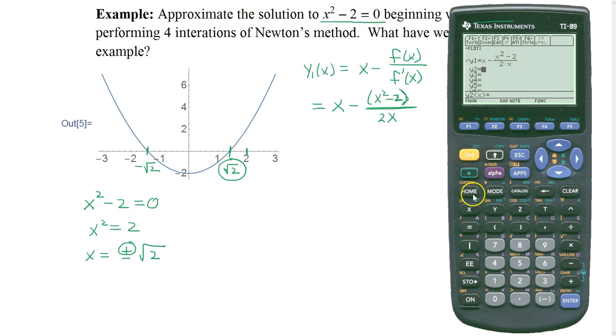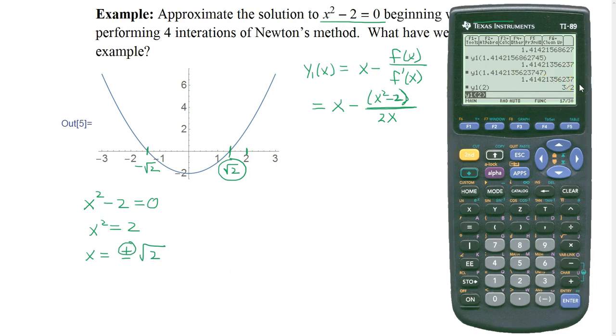Now we'll go back to the home screen, and we will enter y1 of 2. And that will give us back x1. Now when we hit enter, we get 3/2.